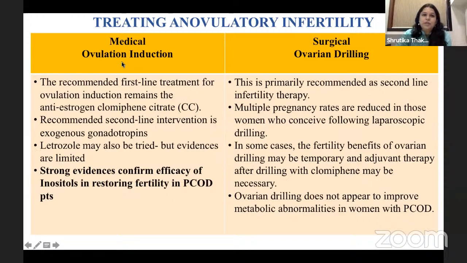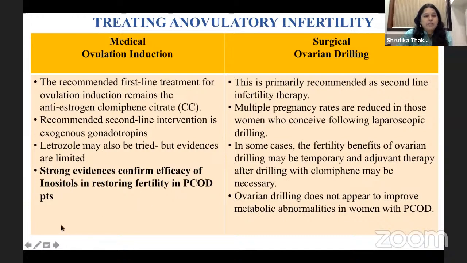So what are we left with? We have medical ovulation induction. This is recommended as the first line of treatment by all the guidelines universally, by the ESHRE guidelines as well as the ASRM guideline, which mention that use of clomiphene citrate or letrozole is the right course of action. That is the first line of treatment that we recommend for our PCOS women. Letrozole may be tried, but evidence is more in favor of clomiphene citrate for these women.